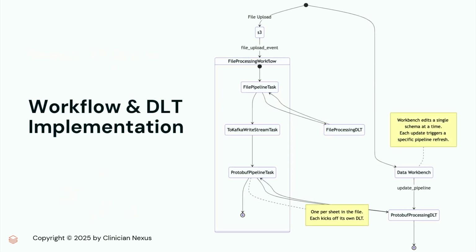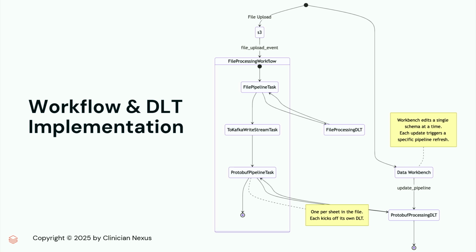And so this is a diagram showing our deployment level for this. So on the left, there's the file ingestion side of things, and then on the right, there's the Protobuf processing side of things. So when we receive a file, this will kick off a Databricks job that then triggers a DLT, and this will just read that file from S3, do some cleaning, some validation, and then eventually it will write that data in Protobuf format back to Kafka.